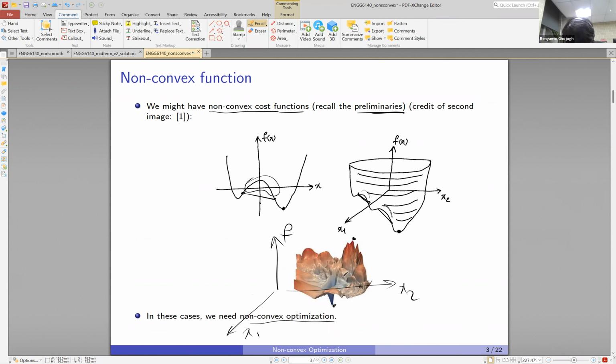And by the way, the credit of this figure is paper 1, reference 1, which we'll see in the references, and that's a paper about visualization of the loss functions in neural networks, and it is published in the NeurIPS conference, which is a very important conference in machine learning.